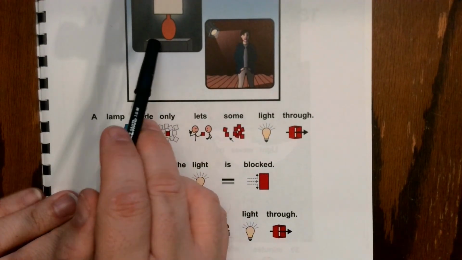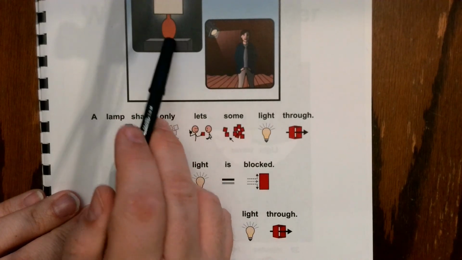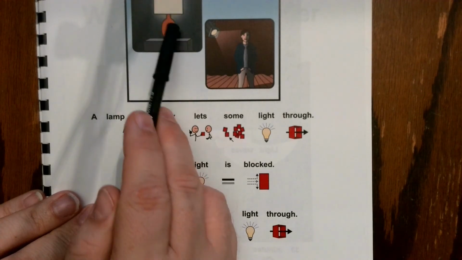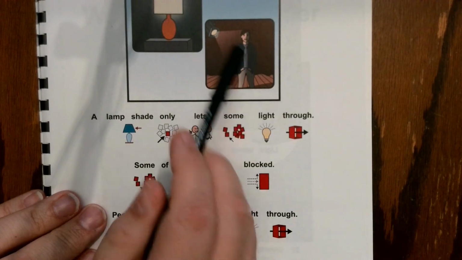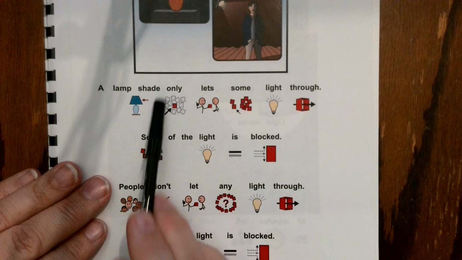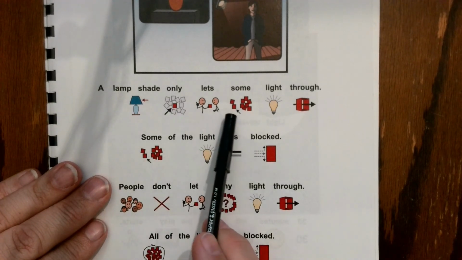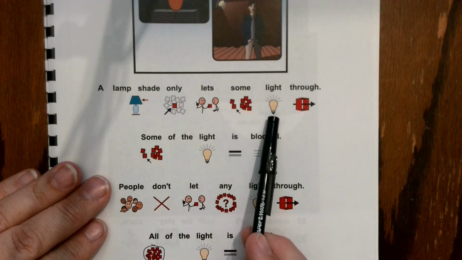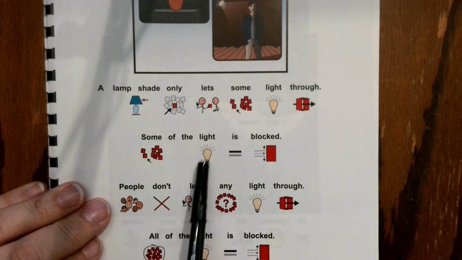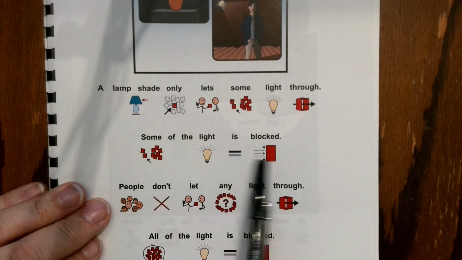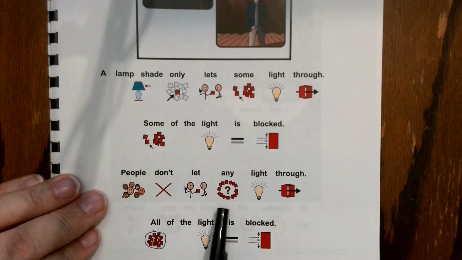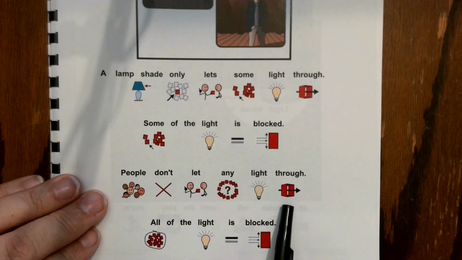What's in this picture? Yep, we've got a lamp shade. Think the shade is letting all the light through, or does it kind of dim it and not let all of it through? Yeah, yep, there's a person on the stage. A lamp shade only lets some light through. Some of the light is blocked. People don't let any light through.